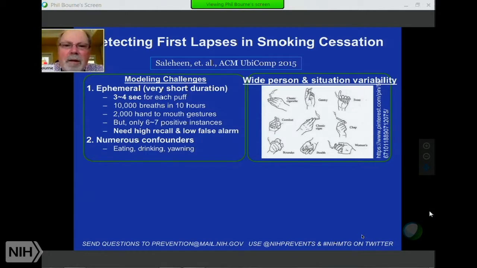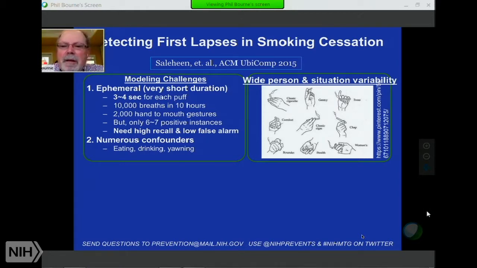So just looking at one example, this particular group is working on two major areas. One is chronic heart failure, and the other is smoking habits and cessation. So they have developed sensors to determine when someone actually lapses in smoking cessation. That turns out to be an interesting and intriguing problem in itself, because first of all, the lapse is usually fairly ephemeral, and there are numerous confounders in that.